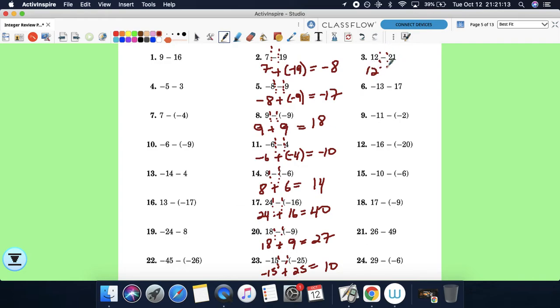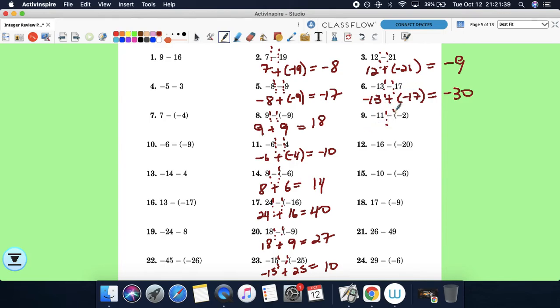12 plus -21, because the opposite. Quien gana, negativo, so we're going to have -9. Again, -13 stays, subtraction becomes addition, opposite of 17 is -17. We're both negative, so amigos, nada más we can do 17 plus 13.